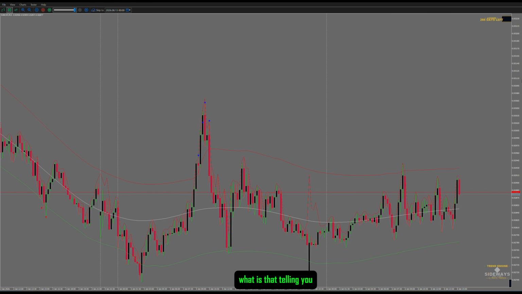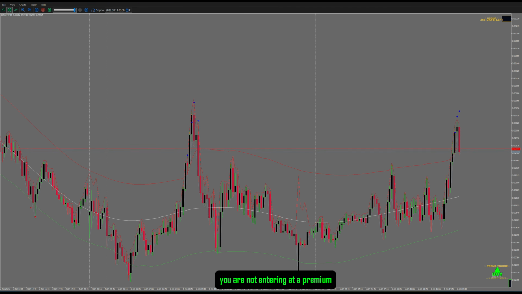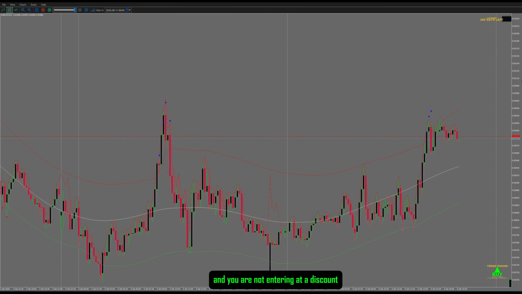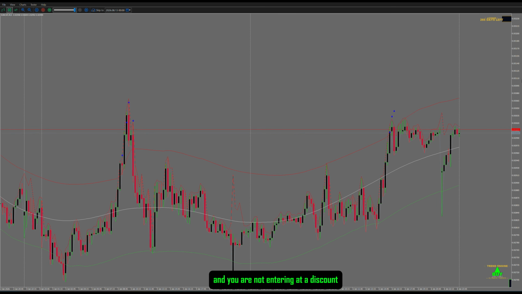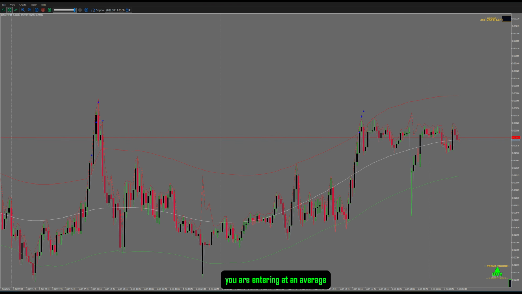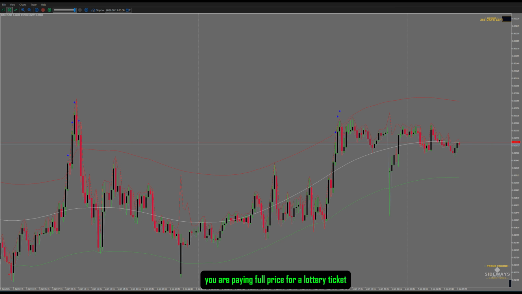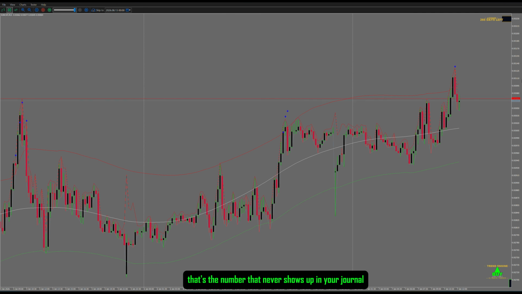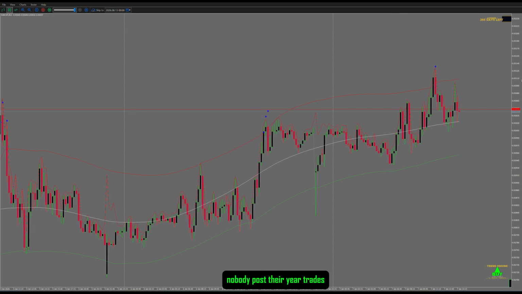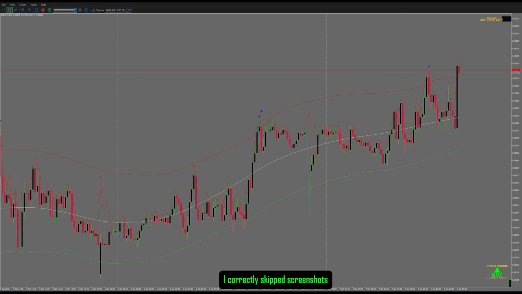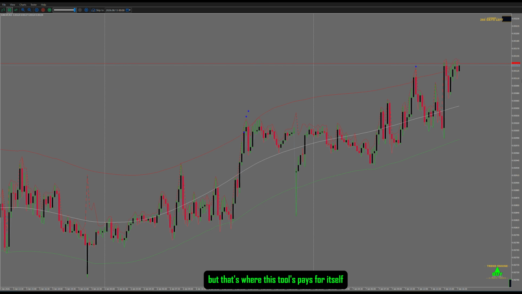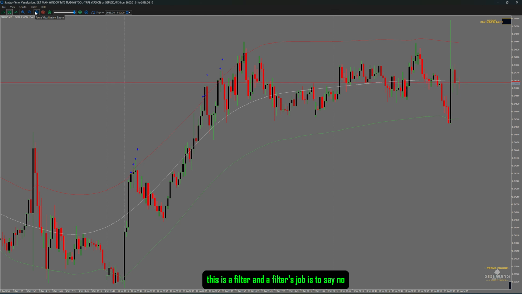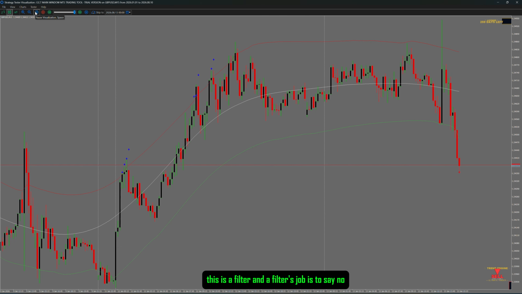What is that telling you? There is no edge here right now. You are not entering at a premium and you are not entering at a discount. You are entering at an average. You are paying full price for a lottery ticket. That trade you didn't take, that's the number that never shows up in your journal. Nobody posts their "trades I correctly skipped" screenshots. But that's where this tool pays for itself. This is a filter, and a filter's job is to say no.